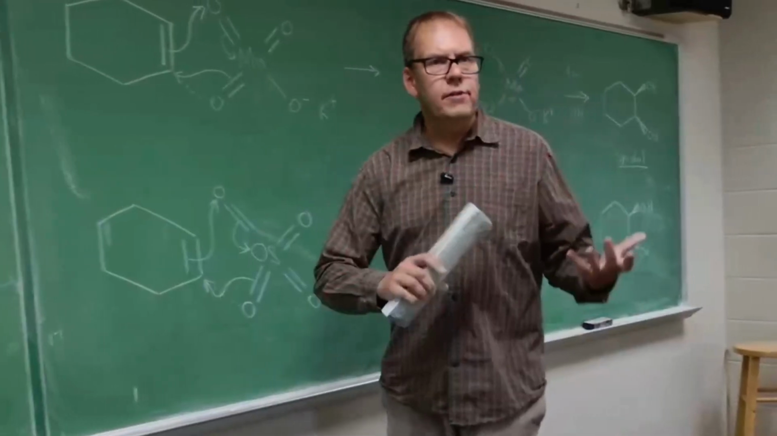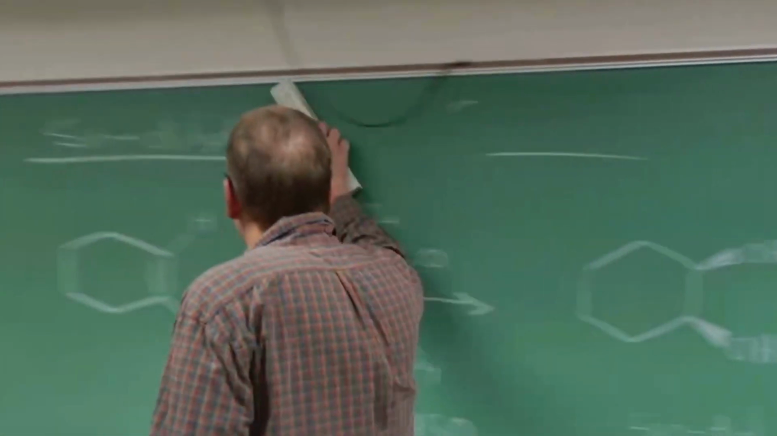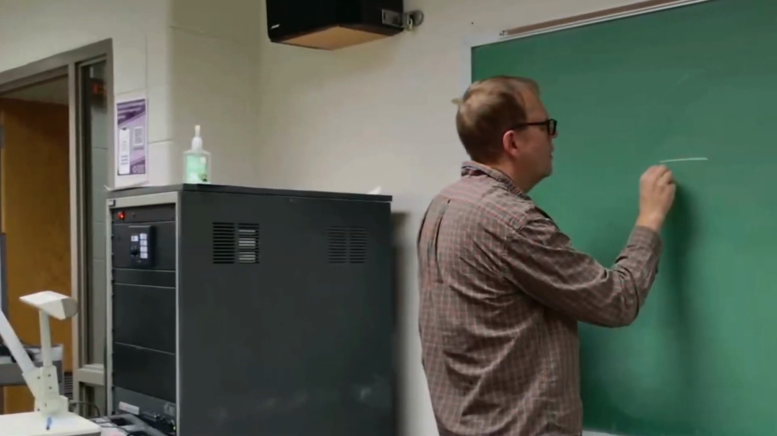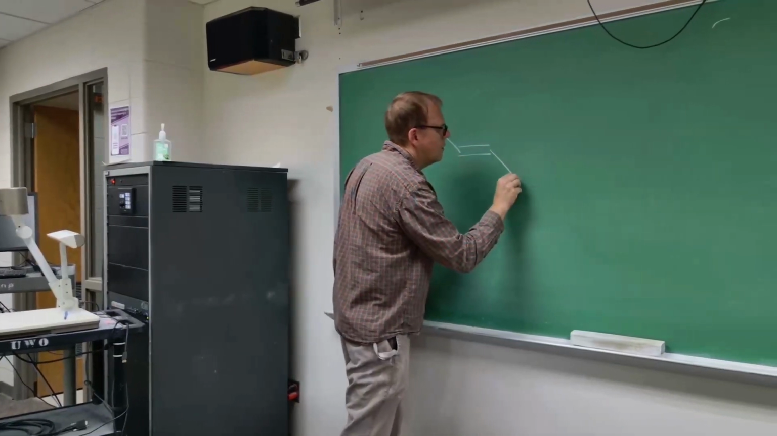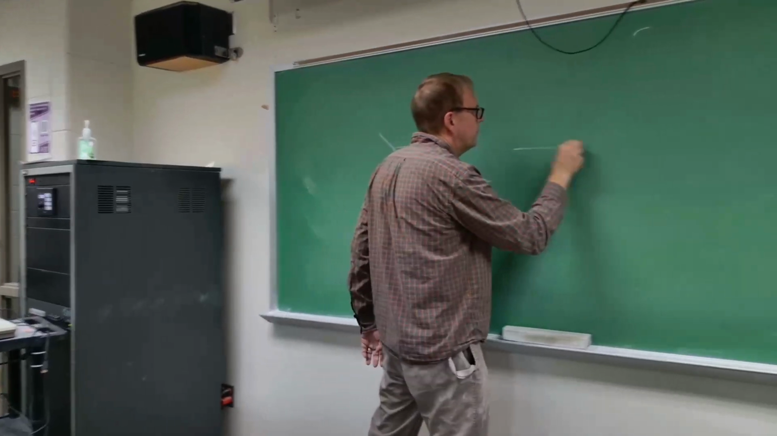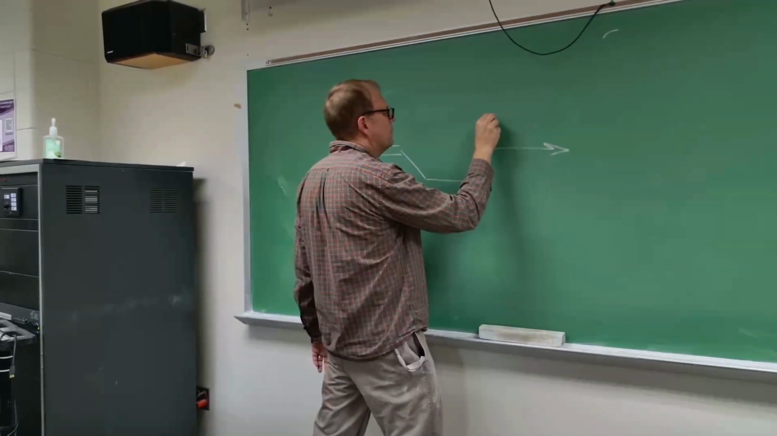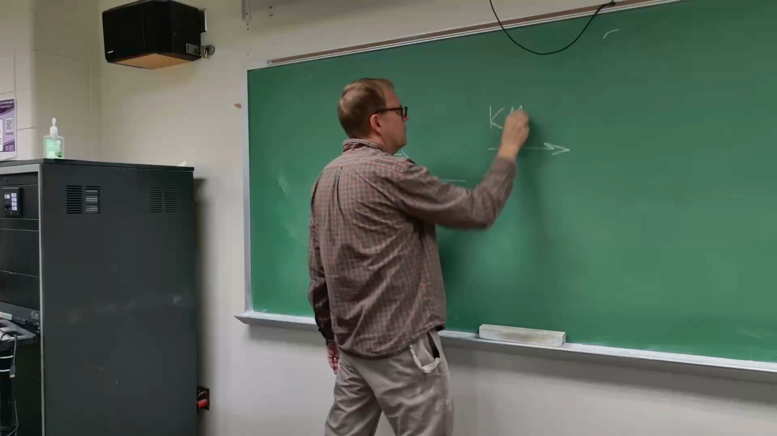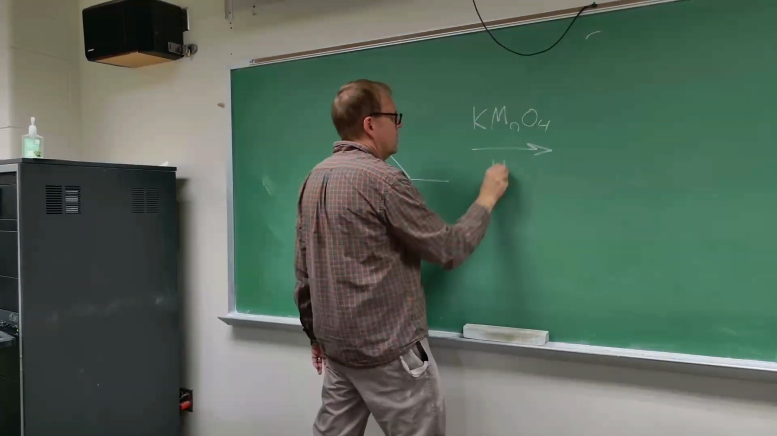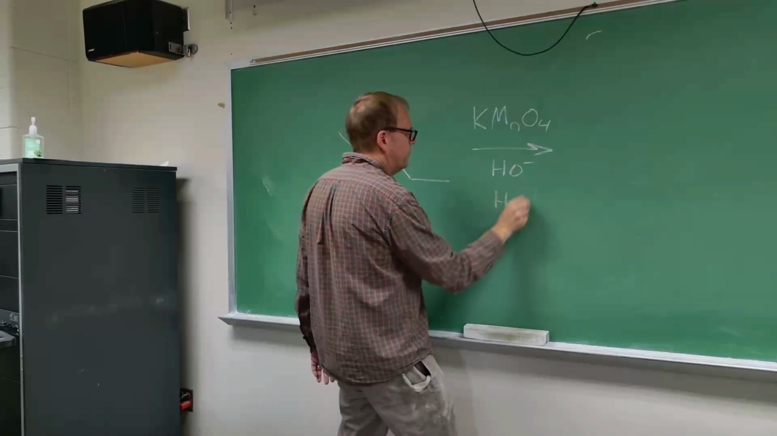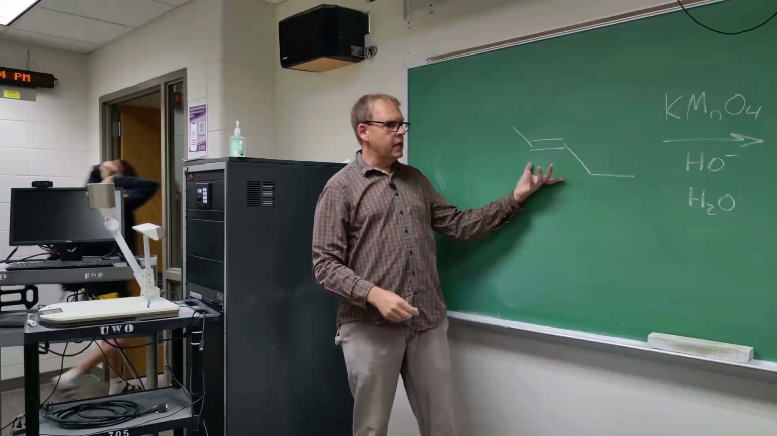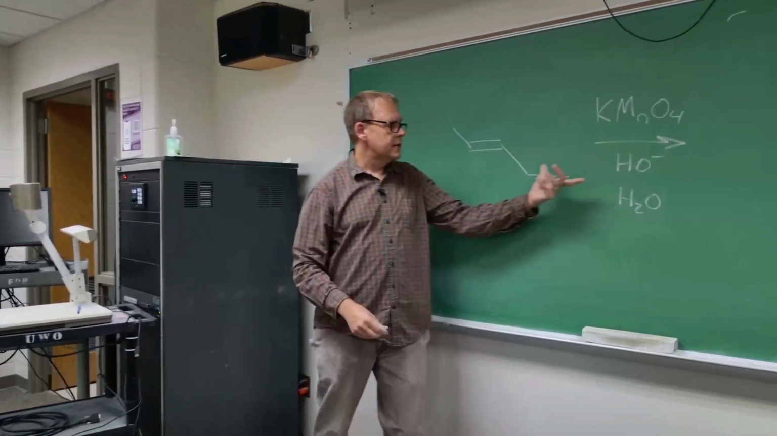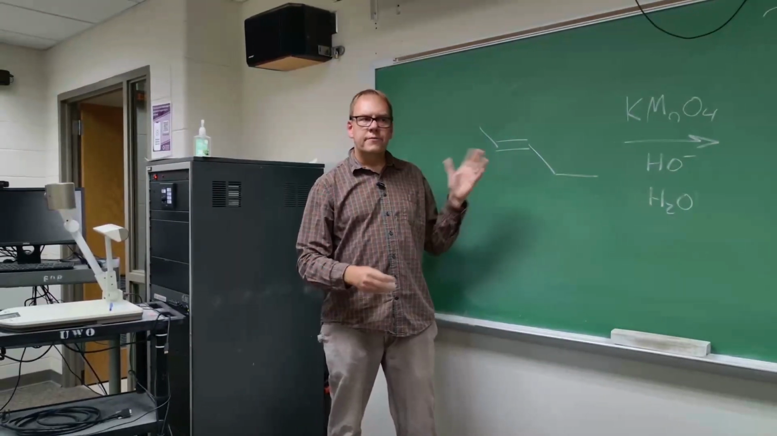Let's take a look at a predict the product type question where essentially you're given an alkene and you've got to figure out what you might get out of it. KMnO4, hydroxide, water. When this alkene gets put in with this oxidizing agent, we're going to get a syn diol. Let's figure out how to draw that.